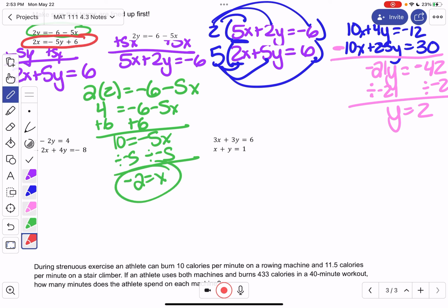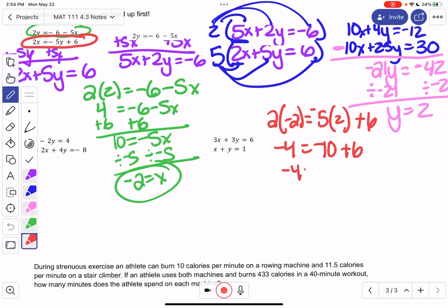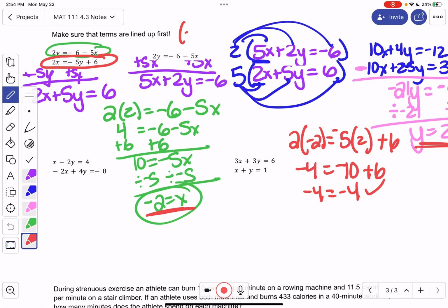Check that by plugging it into the bottom equation. So 2 times negative 2 equals negative 5 times y, which is 2, plus 6. 2 times negative 2 is negative 4. Negative 5 times 2 is negative 10. And negative 10 plus 6 is negative 4, so that checks out. So x comma y, we have negative 2 comma 2.